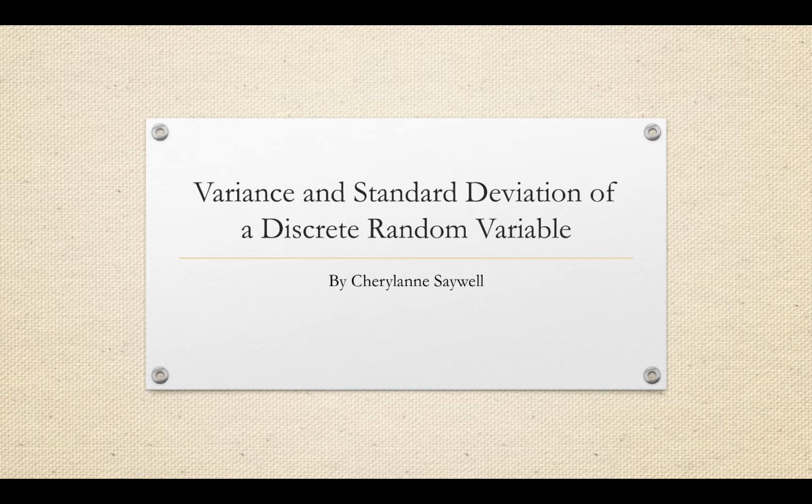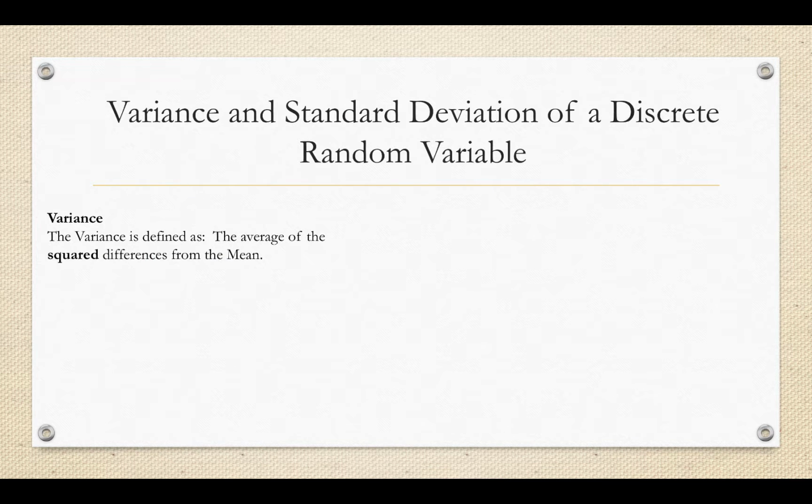This video goes through calculating variance and standard deviation of a discrete random variable. Just a reminder in regards to some of the terms. So the variance. The variance is defined as the average of the squared differences from the mean. You will see that when we look at the formula where that comes into play.